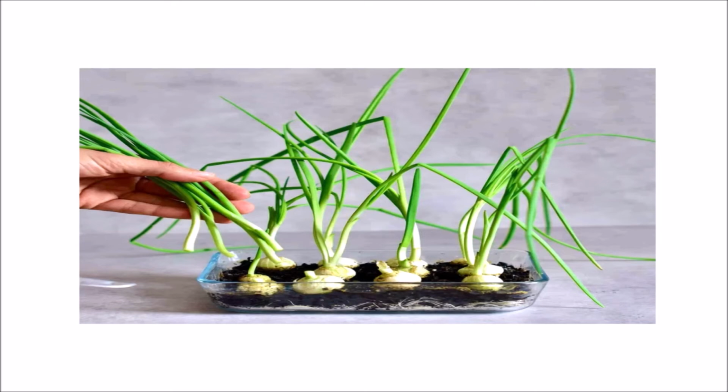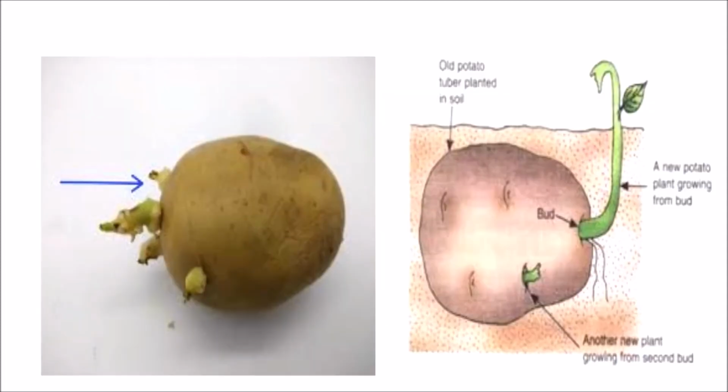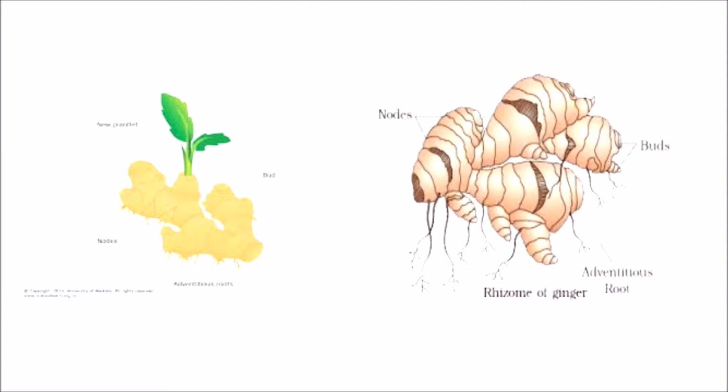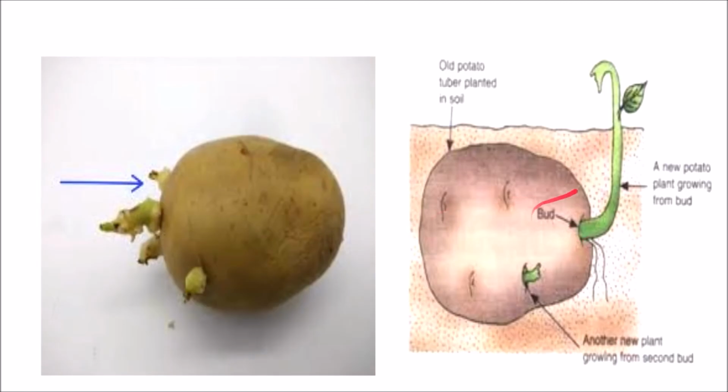Okay, is it the only option? No, we can grow several plants like potato, banana, ginger through stem. These stems store food in them and grow new plants through their buds as new plants.